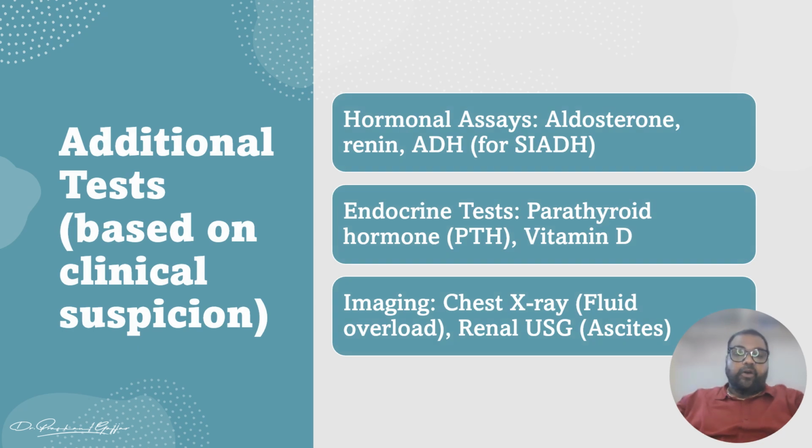We have to do the hormonal assay: aldosterone, renin and the ADH for the SIADH measurement. We have to do endocrine tests like parathyroid hormone and the vitamin D investigation. Some imaging investigations are also useful: chest X-ray for the fluid overload and the renal USG for the ascites. So these are the different additional tests we have to perform when there are electrolyte imbalances, right? Now let's see the summary regarding the electrolytes.